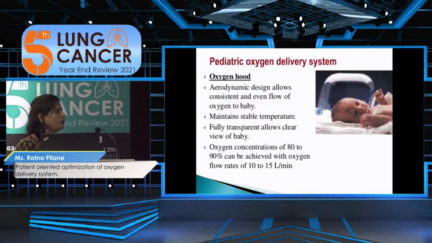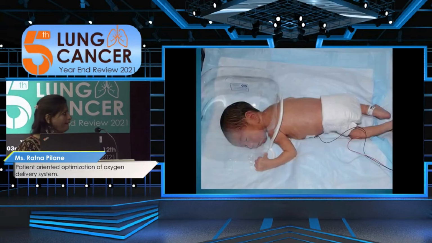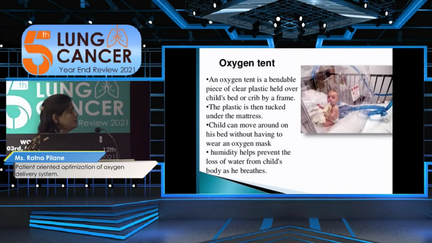It is fully transparent, so you can see the baby, and whether the baby is having any dyspnea or anything, you can see. Oxygen concentration of 80 to 90% can be achieved with flow rates of 10 to 15 liters. This is a high flow oxygen level. Then this is the oxygen tent, where you can change the position of the baby without disturbances or without disconnecting the oxygen.